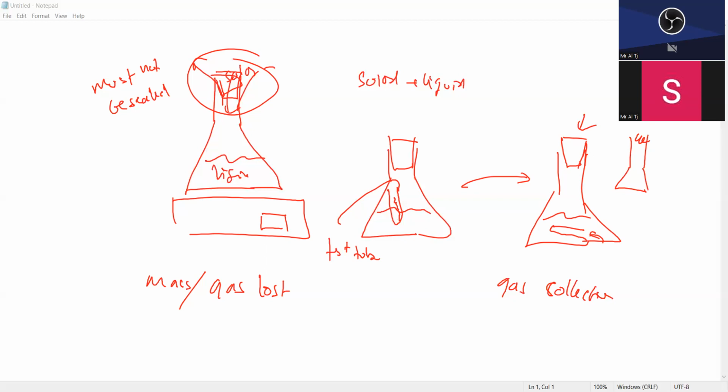Don't forget that if you're using gas collection by the water displacement method, the gas that is going to be collected may not be water soluble.